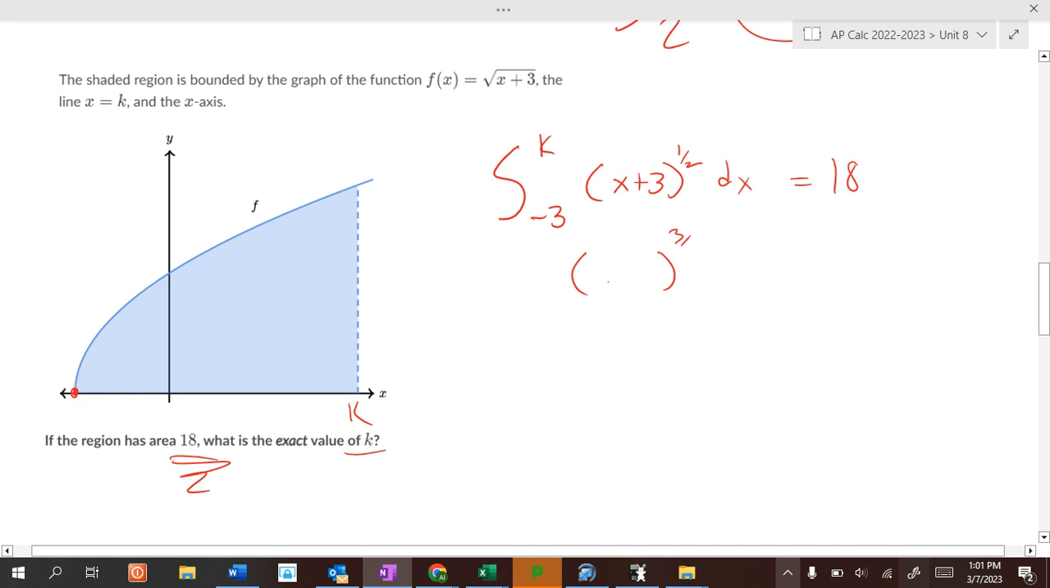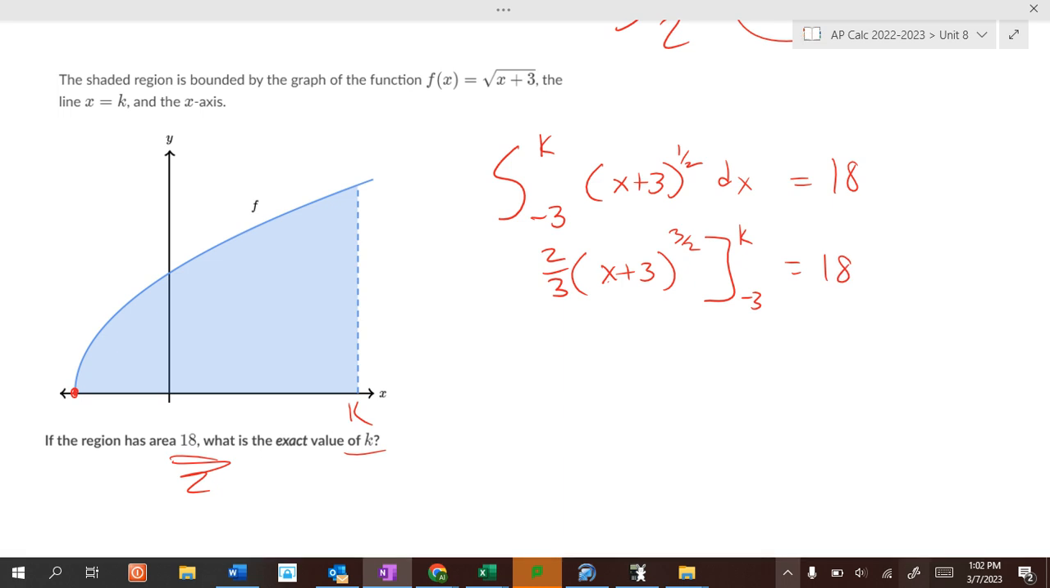Well, it becomes the 3/2 power, right? So what goes in front? 2/3. Okay. And from -3 to K equals 18. Are we good with that?